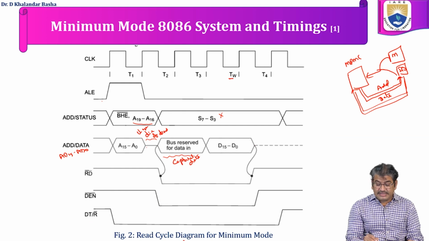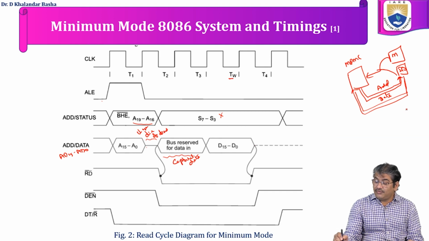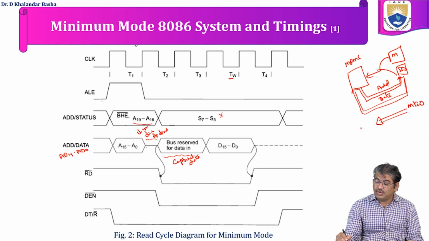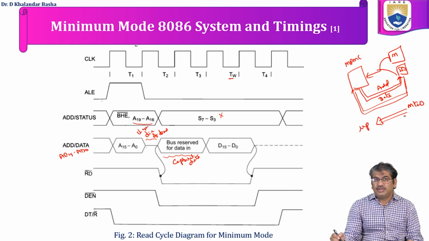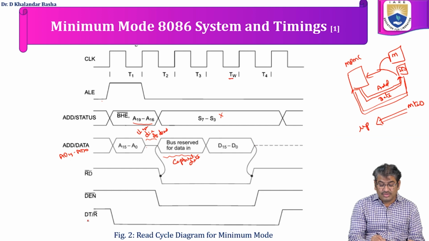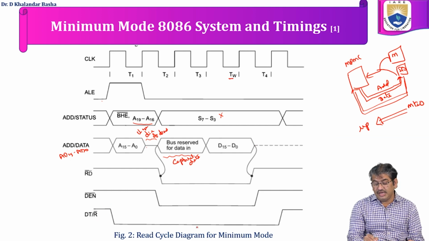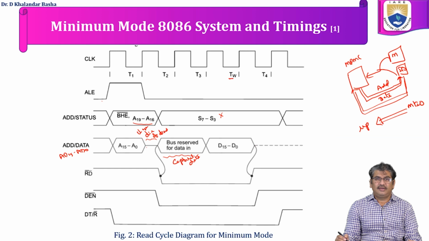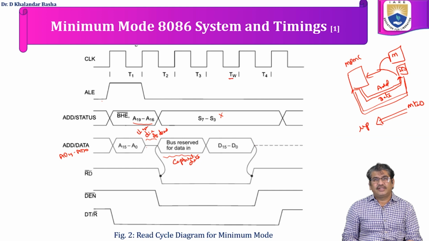The next one is, as it is a read cycle, the data flow is from memory or IO device to the processor. So here, the direction of the data bus is such that the processor is taking the data, which is nothing but receiving mode. So the DT by R bar will be placed in 0 state throughout the read cycle. So this is the read cycle for both memory and IO devices in the minimum mode of 8086 processor. The fetch cycle is also the same as that of the read cycle.